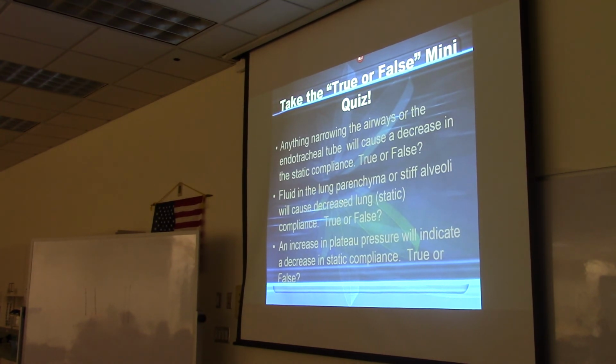Oh, we have more true-false here. Anything narrowing the airways or the endotracheal tube will cause a decrease in the static compliance. Is this true or false? It's false. Because the static compliance has nothing to do with the airways. The static compliance is only when we pause the flow of air and look at the pressure in the alveoli.